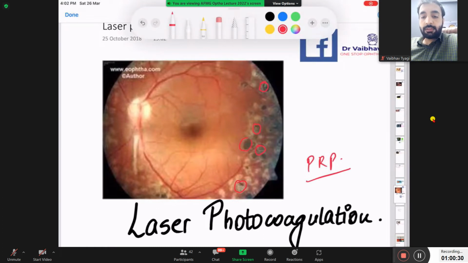Will laser marks cause visual field defects? Yes, sometimes they can cause visual field defects. In certain areas, they can give you a blind spot. Scotomas can be there. Right. Anything else?